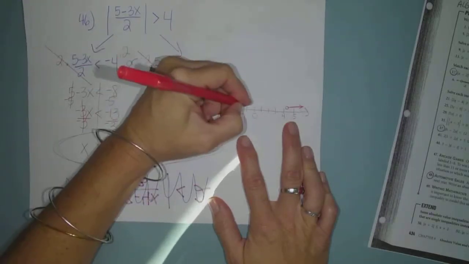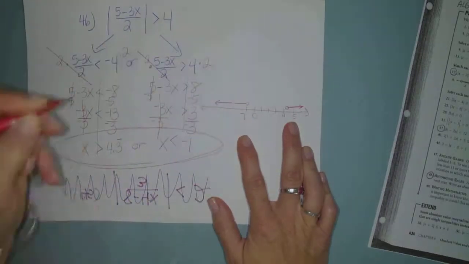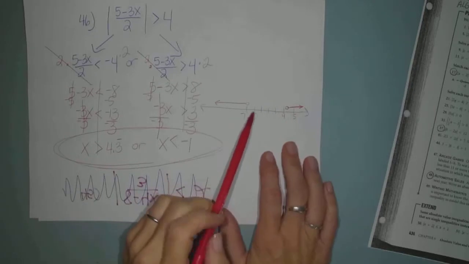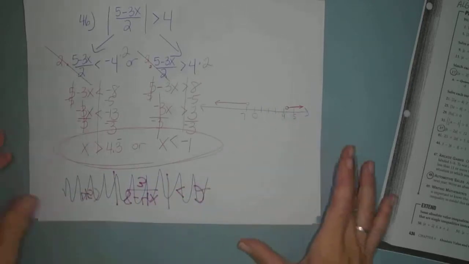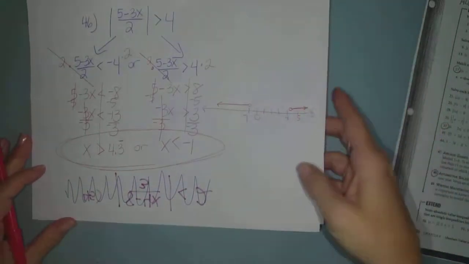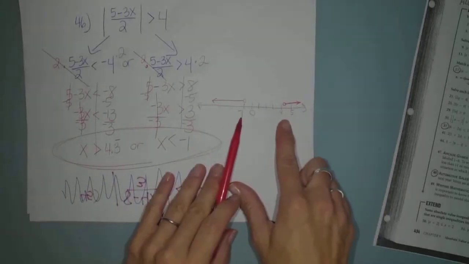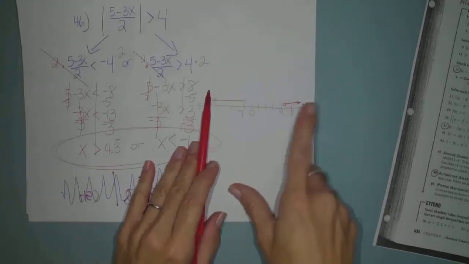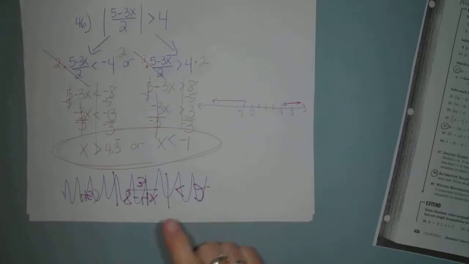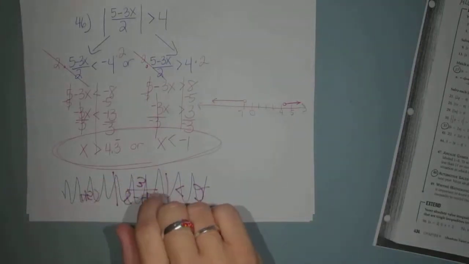Or numbers less than -1. So let's come to -1, numbers less than -1. Okay, so there's my graph of my solution. Now again, don't forget guys, you can always check. You can always pick a number here or here, and if you plug it in, it should work.